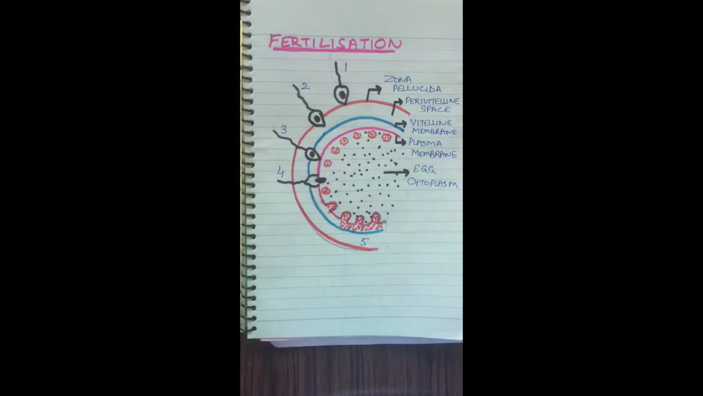Now let us discuss the fertilization event in a bit more detail. You see here, this is the ovum with its zona pellucida, vitelline membrane, and in between is the perivitelline space, plasma membrane, cortical granules. This is the whole ovum or egg, and this is the cytoplasm.